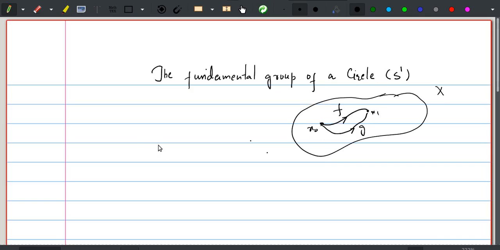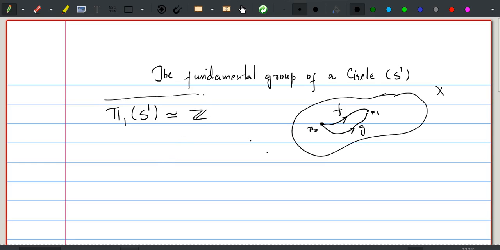Now our aim is to compute the fundamental group of a circle, and in the next two or three lectures we are going to do that. We'll prove that the fundamental group of a circle is isomorphic to the group of integers. But to prove this simple result we need to do a lot of homework. So first of all we will introduce the notion of covering spaces. Let us define these spaces.